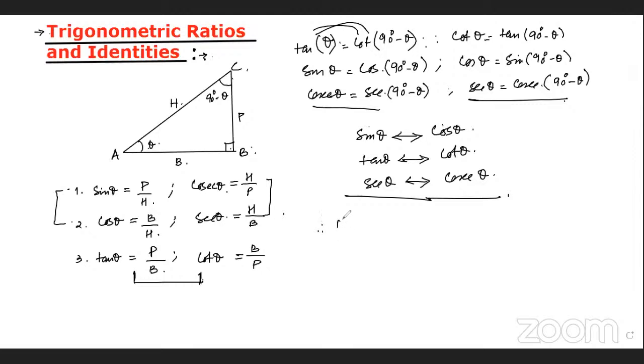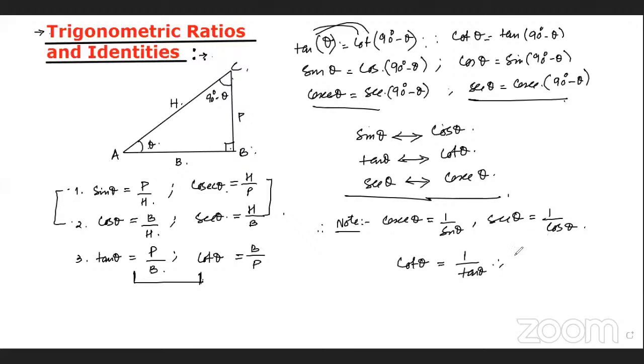From here you can note it down, what is cosecant theta equal to? Cosec theta is equal to 1 upon sin theta. Number 2, secant theta is equal to what? 1 upon cosine theta, that is 1 upon cos theta. And finally, cotangent theta or cot theta is equal to 1 upon tangent theta.